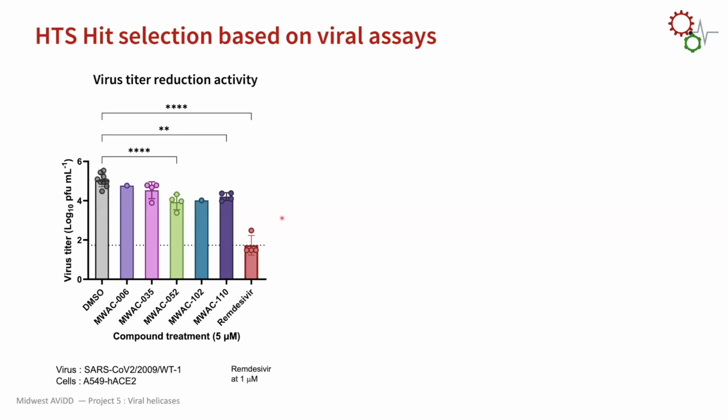And then we quickly moved to the live virus titer reduction assay, without compounds and with compounds. In this case, we ran 2 concentrations, 20 and 5 micromolar. At 5 micromolar, you can see MWAC 552 shows a meaningful virus reduction, about 1 log, which means 10-fold virus titer reduction. Another good compound out of this assay was the 110 series. Compound 110 also shows about a 0.7 or 0.8 log reduction in this assay.